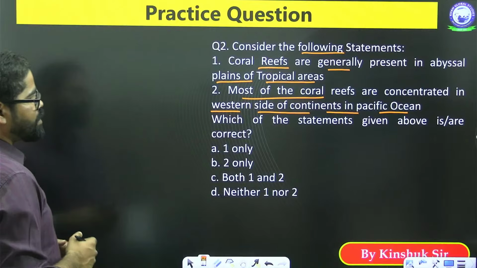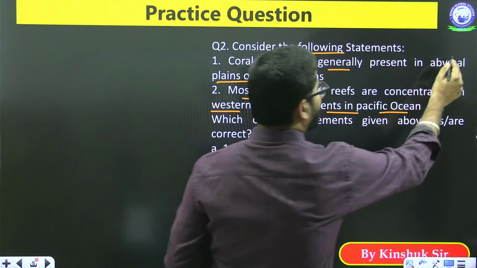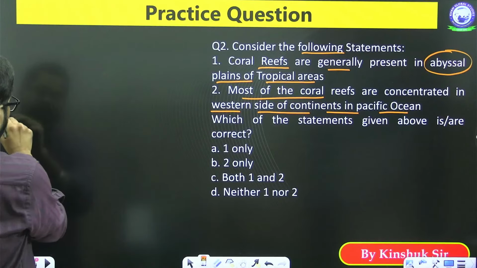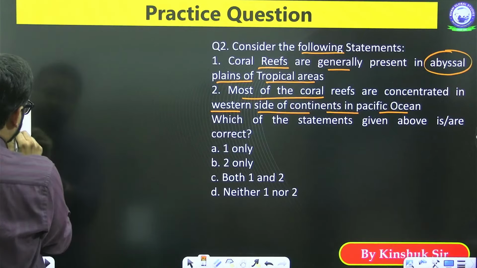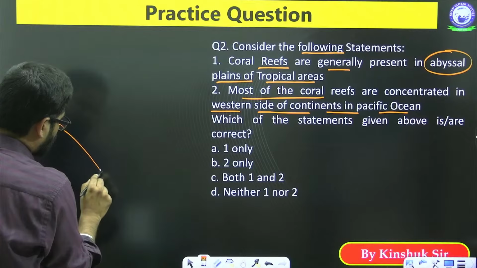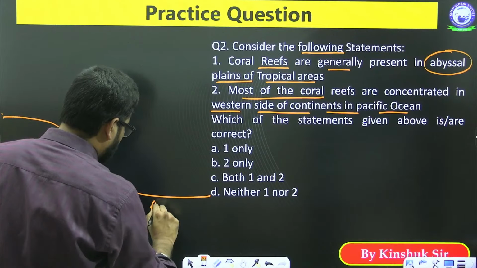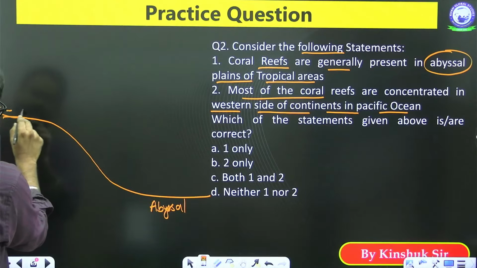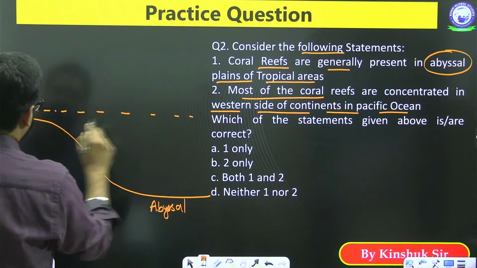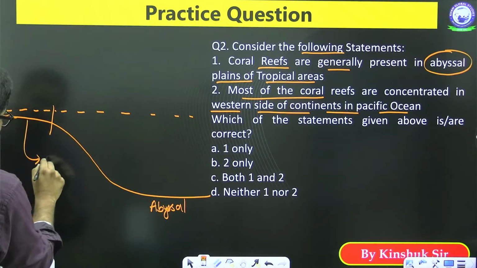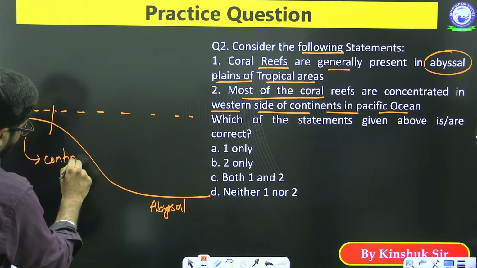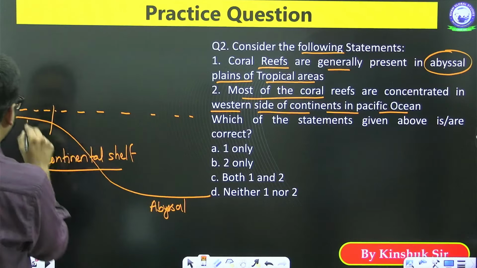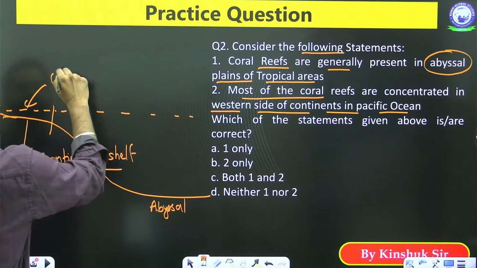So if you look at this, if you have read geography, you may be aware that when we are looking at the oceans, it starts like this. Then there is continental shelf. Then there is abyssal plain. The abyssal plain is the bottom area of it. This is the area called continental shelf. So coral reef are present here. Here you will find the coral reef.